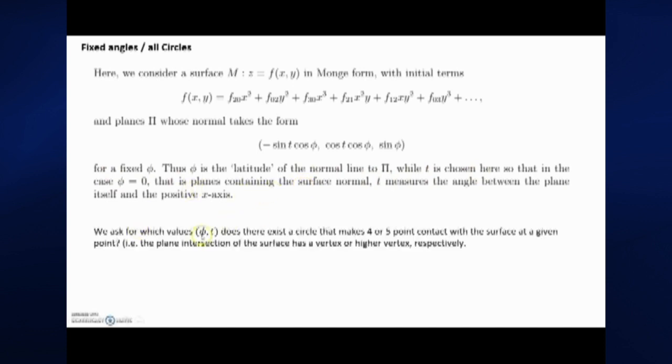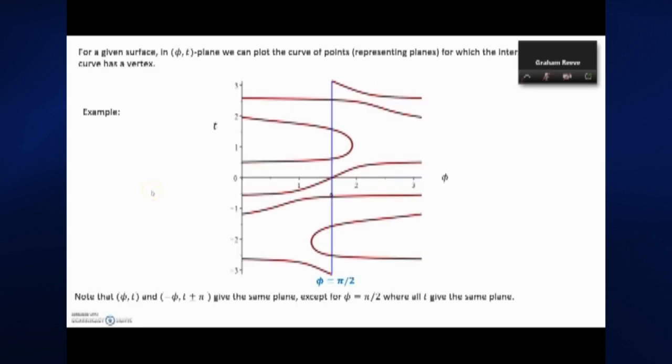And then we ask, for which values of phi and t does there exist a circle that makes 4 or 5 point contact with the surface at a given point? So in other words, does the plane intersection of the surface have a vertex or a higher vertex, respectively? So in the phi t plane, which represents all the possible planes that we can intersect our surface with, we can plot the values of phi and t for which that plane, when intersected with the surface, gives you a vertex in the intersection curve.